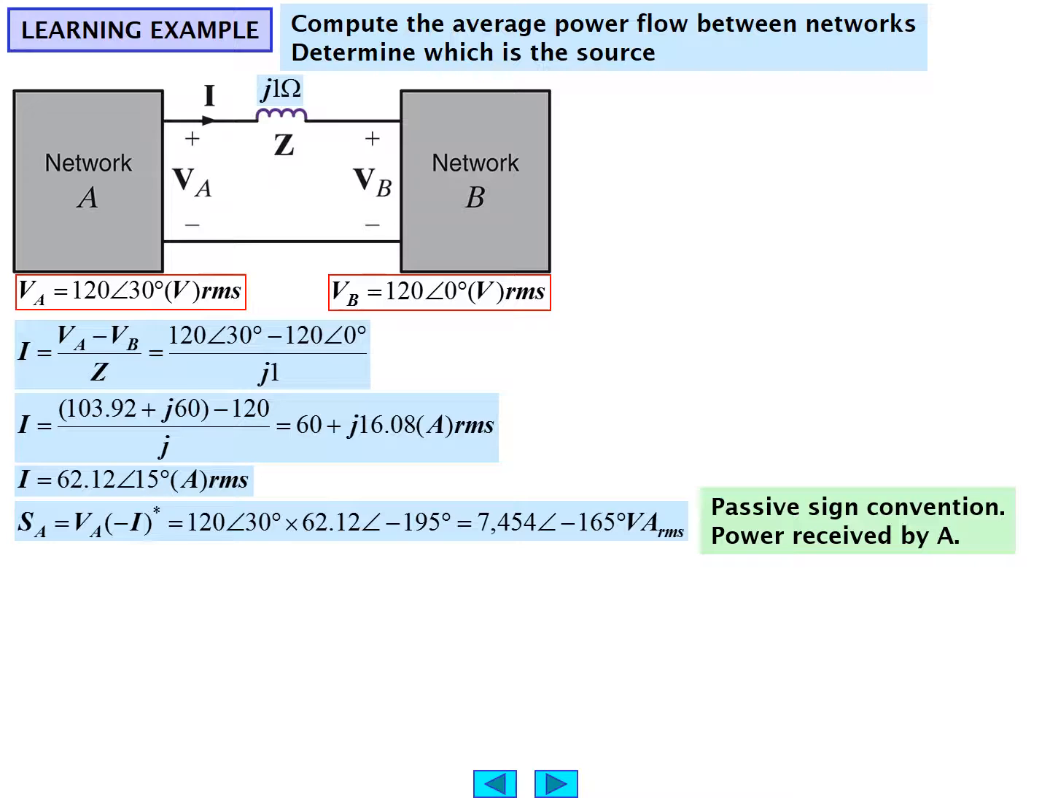SA then, by definition, the so-called complex power for network A is VA times minus I conjugate. Now it's minus I because of our assumed direction of the current, and it's certainly conjugate because that is the functional definition of complex power, voltage times the conjugate of current. Substituting in the value of VA and the value of I that was just determined, but noticing that we must take the negative value and its complex conjugate as a result, we end up with 7,454 volt amperes RMS at an angle of minus 165 degrees approximately.